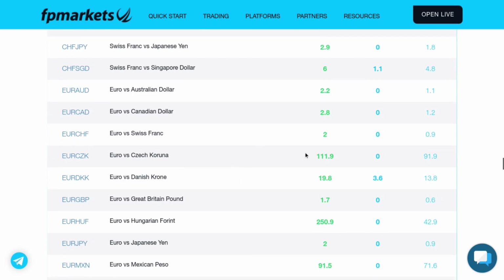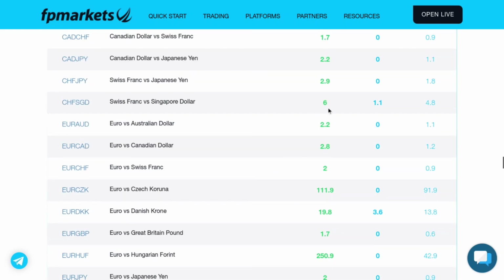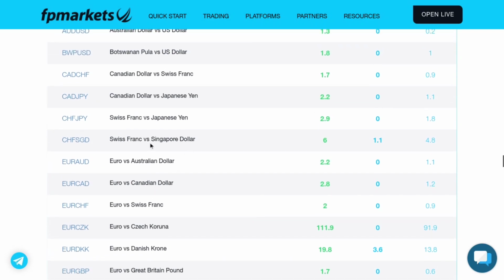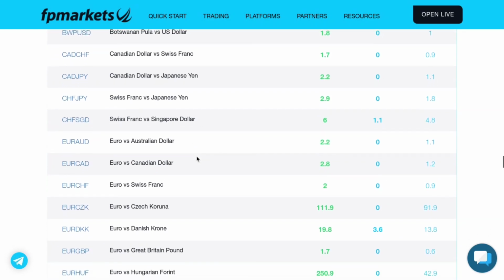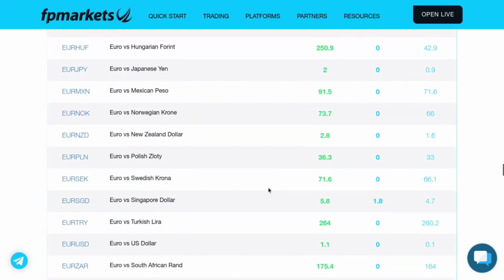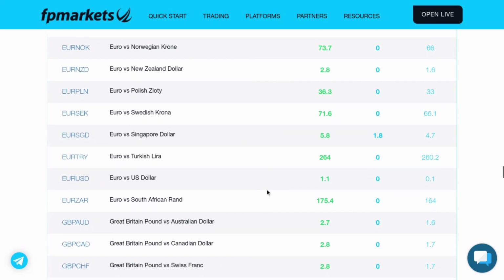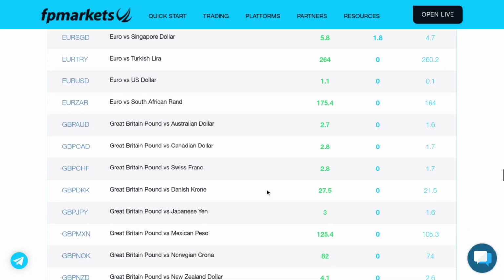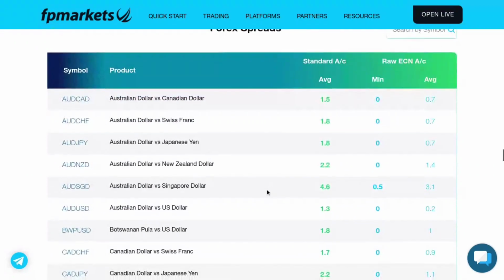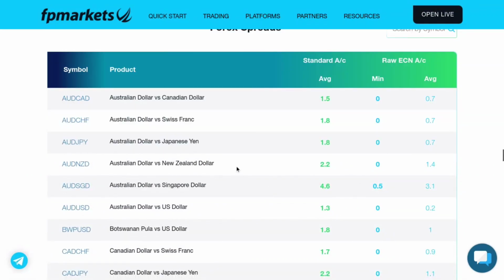Okay, Euro 111. So that's a bit off out there. 6. Okay, so that's all right. Singapore dollar, that's SGD. Just to give you a heads up on what the difference is. Euro PLN 36. So these guys are also all over the place. They're a bit all over, but that's how you find the spreads. That's how you look for the spreads for the most part on these guys.